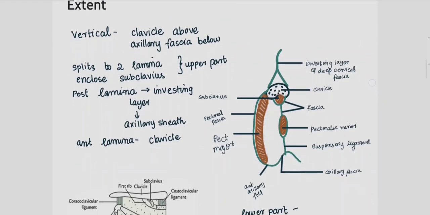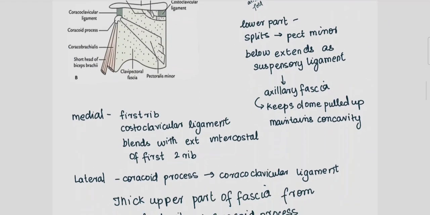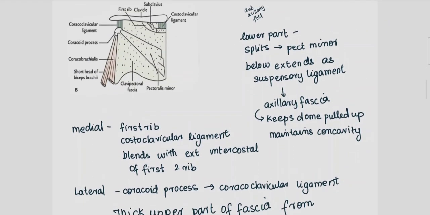Now the medial extent of the clavipectoral fascia. Medially, it attaches to the first rib. This is the first rib, and the costoclavicular ligament. This is the medial side, and this is the lateral side.